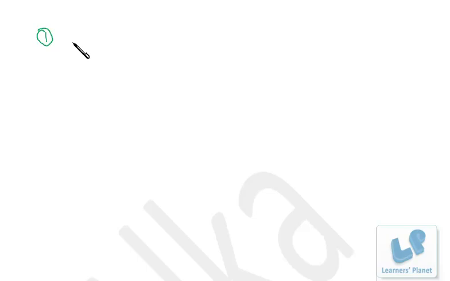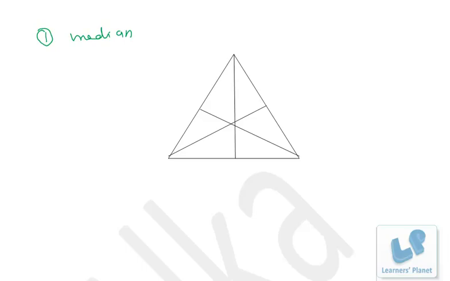First thing is median. Median is actually, I'll just draw over here. Suppose I have this triangle A, B, C, and these are P, Q, R. Now P, Q, R are the midpoints of BC, CA and AB respectively, right? This length is equal to this length, right? So AP, CR and BQ are known as medians, right? AP, CR and BQ are actually the medians of this triangle.